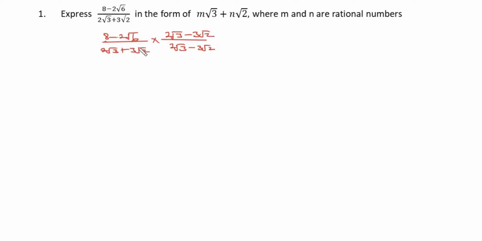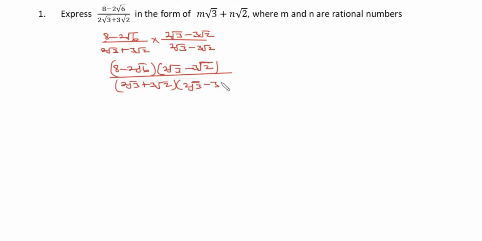So here our next step will be by bringing this together, open and close the bracket, and then we have (2√3 − 3√2) all upon (2√3 + 3√2), bring this together, open and close this, and then we bring this (2√3 − 3√2), close the bracket. Now the next step is to expand this bracket.